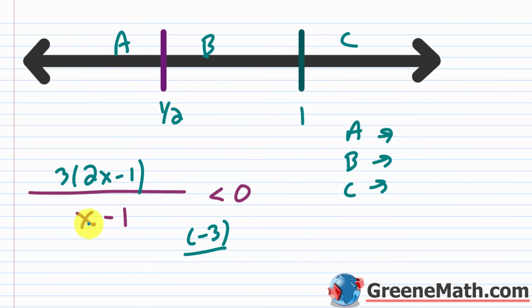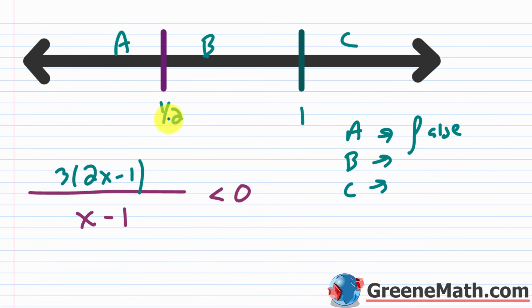This would be over. You have 0 minus 1, which is negative 1. And so a negative over a negative is a positive, and so a positive is not less than 0, so this is false. And again, you can always just say that negative 3 divided by negative 1 is 3. 3 is not less than 0, whatever you want to do.